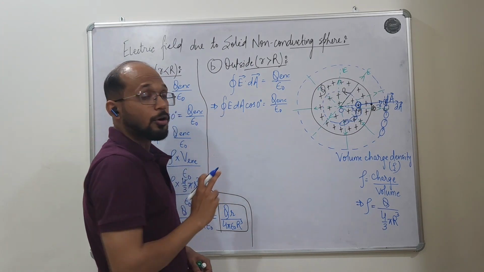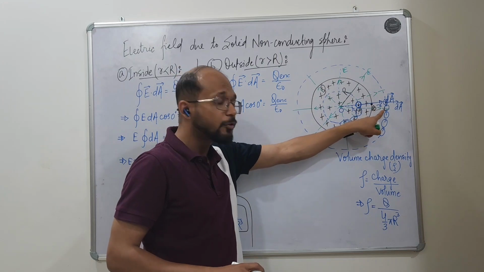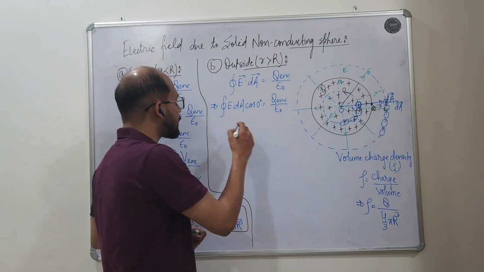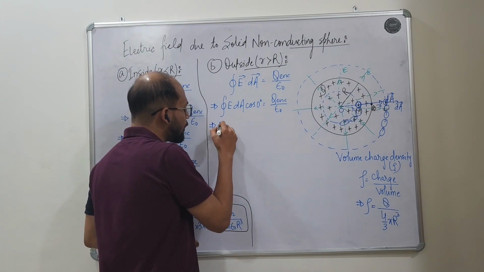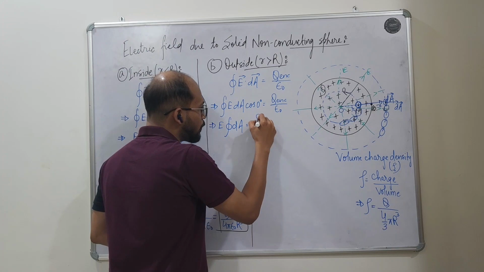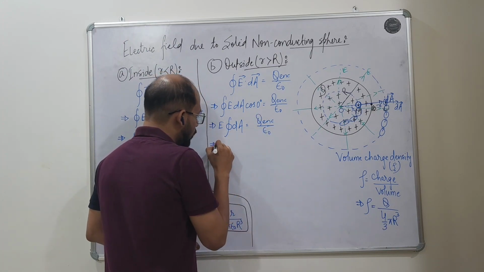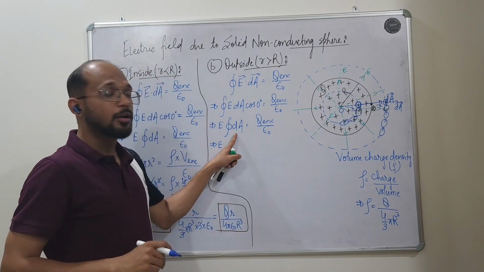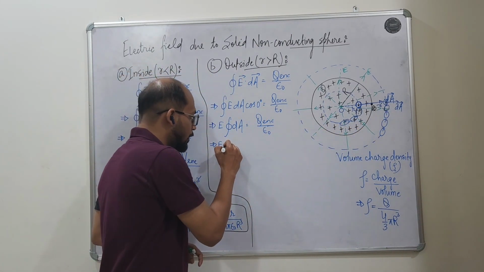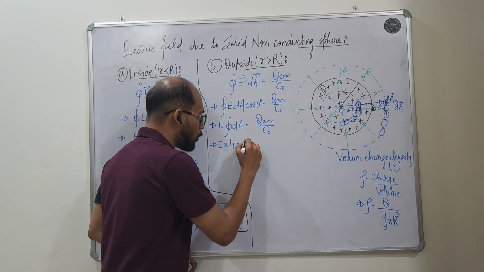Now, since each and every point on this Gaussian surface is at a distance of small r from the center, the value of electric field will be constant. So we can take it out of the integration sign. That will be E closed integral dA is equal to Q enclosed by epsilon naught. Now, what is the value of closed integral of dA? If we add each and every dA, we will get the surface area of this sphere. That will be 4 pi small r square.